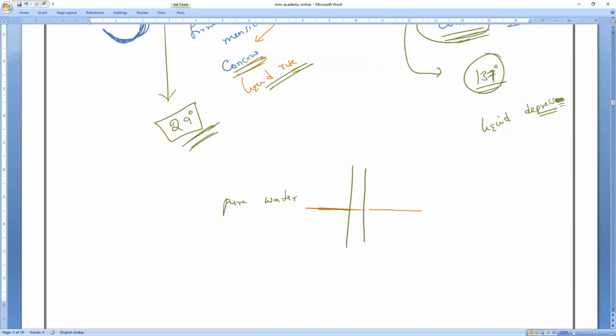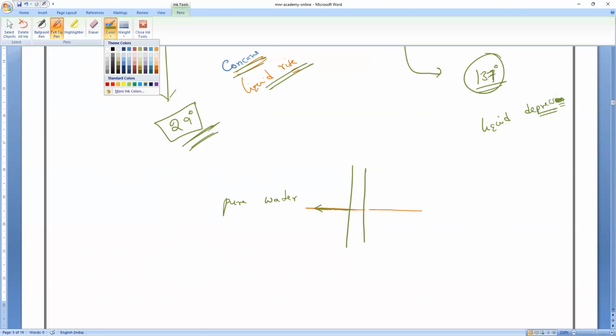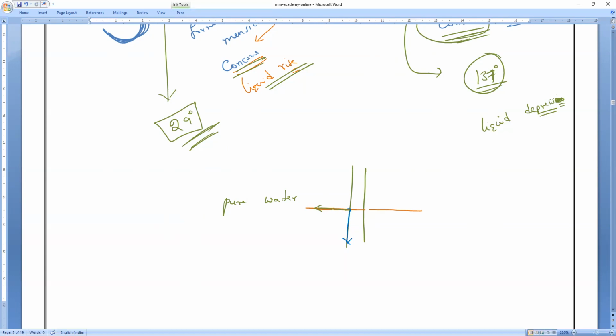If I draw the tangent away from the liquid and the tangent towards the solid, what is the angle between them? 90 degrees. If theta equals 90, there is no upper meniscus and no lower meniscus. It will never rise and never depress. It will be parallel, as with pure water. Okay, everyone?